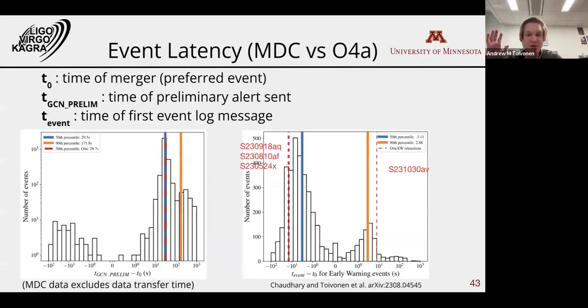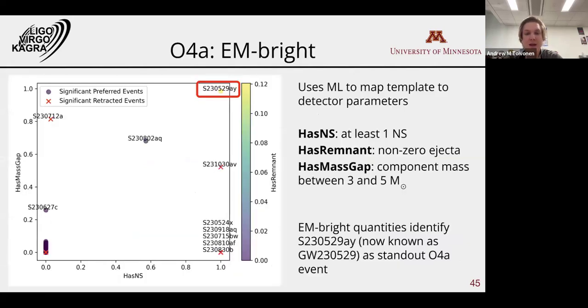Latency, I talked about this a little bit. I don't need to talk too much about this, but again, we're trying to keep this median latency under 30 seconds, and actually we are doing well during the current observing run with that. And then finally, EM Bright, how do we do? What does this show us during O4A?